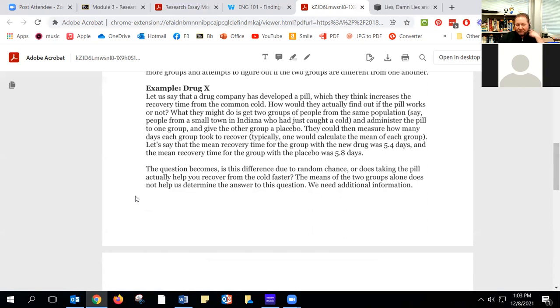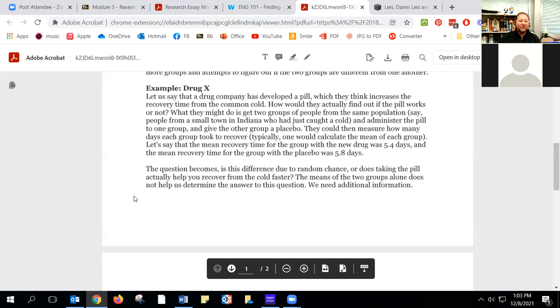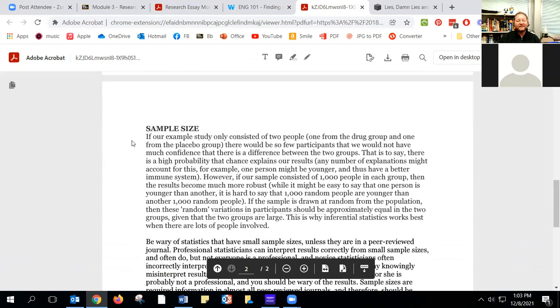The means of the two groups alone does not help us determine the answer to this question. Like always, we need more data. We need more information, right? Sample size is important. If our example study only consisted of two people, one from the drug group and one from the placebo group, there would be so few participants that we would not have much confidence that there's a difference between the two groups, right?